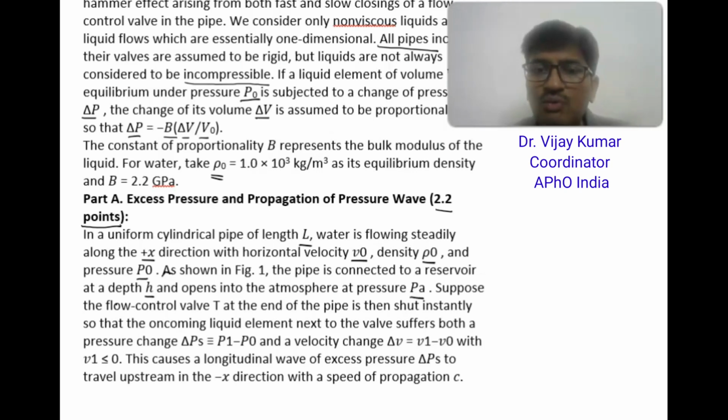Suppose the flow control valve T at the end of the pipe is then shut instantly, so that the oncoming liquid element next to the valve suffers both a pressure change delta Ps, that is P1 minus P naught, and a velocity change delta V, that is V1 minus V naught, with V1 less than or equal to 0. This causes a longitudinal wave of axis pressure delta Ps to travel upstream in the minus x direction with a speed of propagation c. Now we will see the diagram.